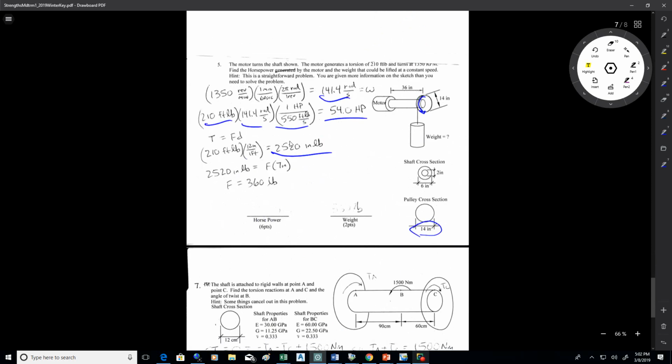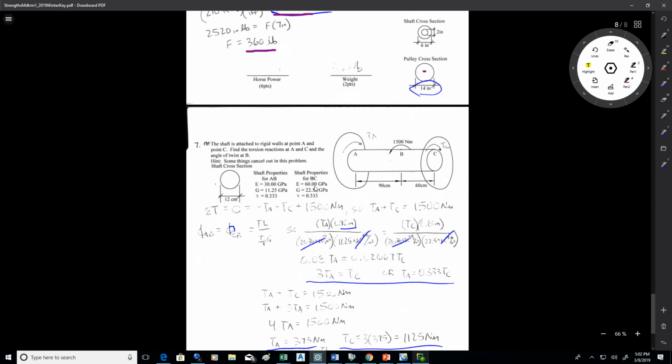All right, the next one there, we want to convert the RPM, which is revolutions per minute, into radians per second, 141. Multiply that by the torsion that you're given. That will get you power in foot-pounds per second. You can convert that to 54 horsepower. The torsion then is just the force, which would be the weight, times the offset distance from the center of the shaft, which would be 7 inches. Convert the torsion into pound inches. And that equals the weight times 7, so the weight is 360 pounds.